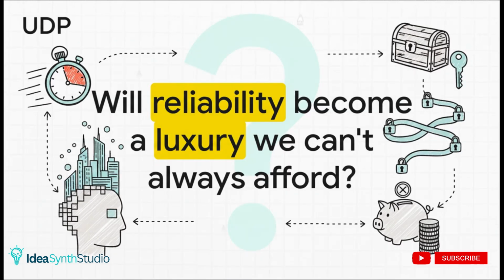And all of this leaves us with a really fascinating question to think about for the future. In a world that's demanding more and more real-time, instant interaction, from cloud gaming and the metaverse to AI, we keep choosing the speed of UDP over the perfection of TCP. So you have to wonder, as we move forward, will that guaranteed reliability become a luxury we just can't afford?